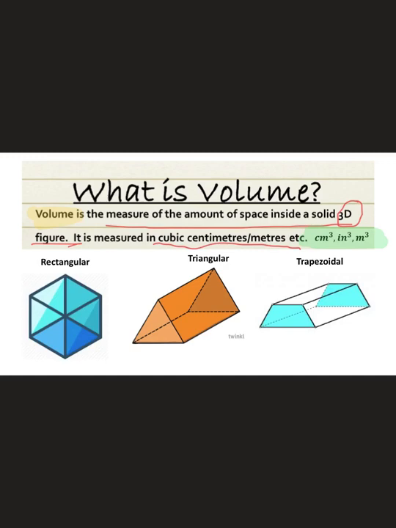Real quick, I just want to show you guys that we have rectangular prisms, so that's something like a cereal box. We have triangular prisms. As you can see, this has a triangle in it. That's why it's a triangular prism. And then we also have our trapezoidal prisms. As you can see, the base is a trapezoid. We went over this a couple weeks ago, so that's why it's trapezoidal, triangular, and a rectangular prism.